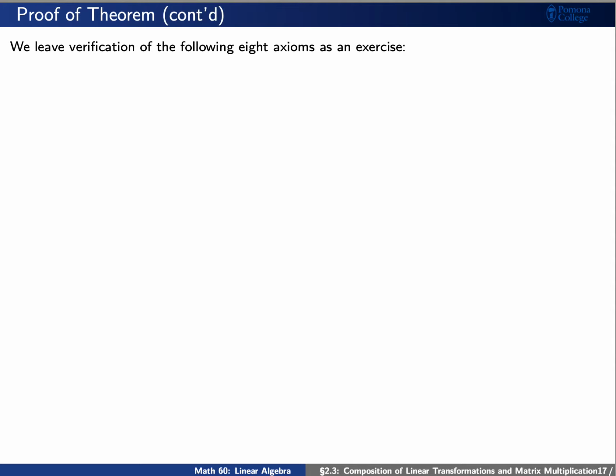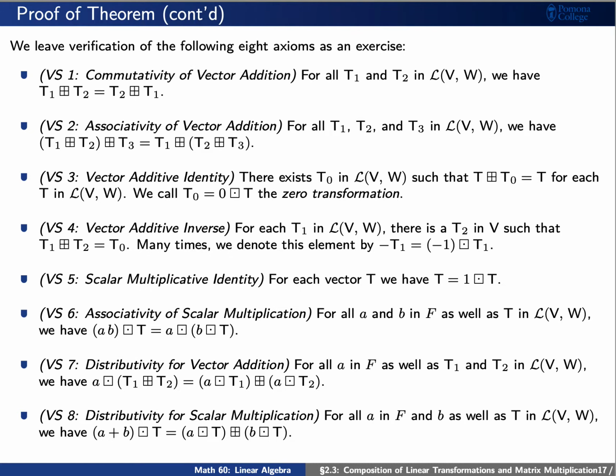In order to show that our triple, this script L along with our box plus and with our box dot, is a vector space, we must verify that 8 axioms are true. We'll leave the verification of these 8 axioms as an exercise.